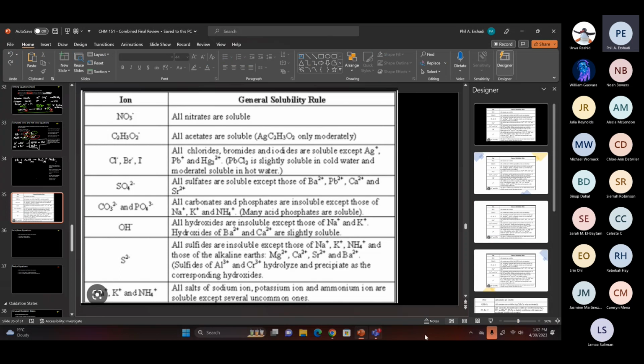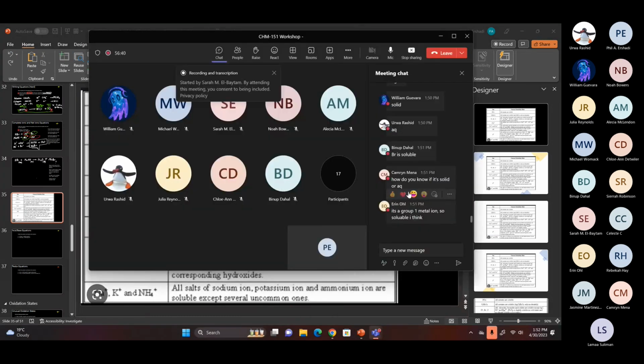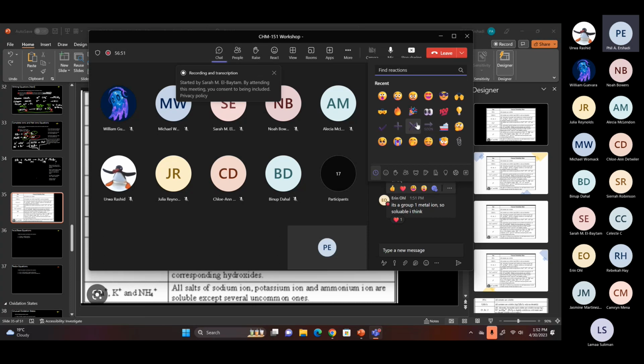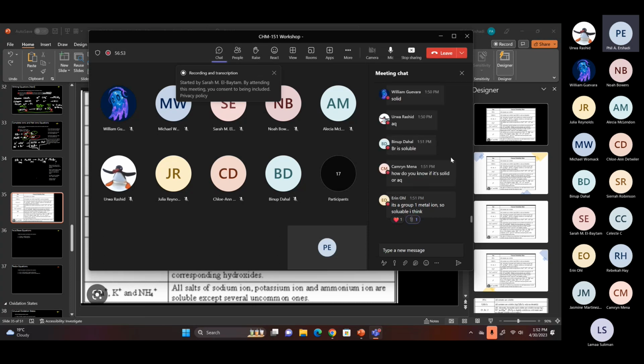All right, so let's see what people have been saying while I've been doing that. So Br is soluble. And how do you know if it's solid or aqueous? It's a group 1 metal ion, so it's soluble, I think. You are correct. I'm going to give you an emoji. You get the paperclip emoji because you're absolutely right.